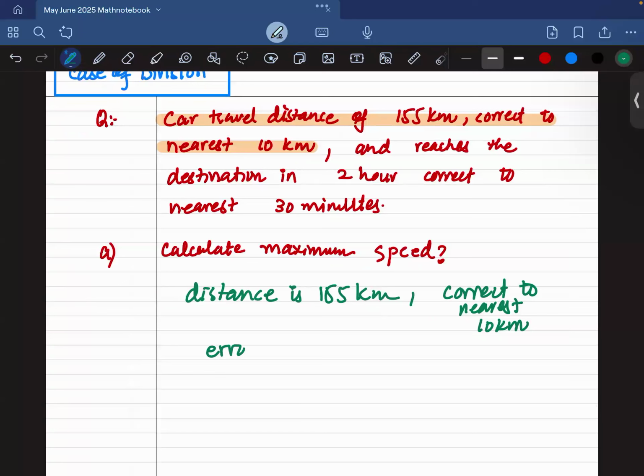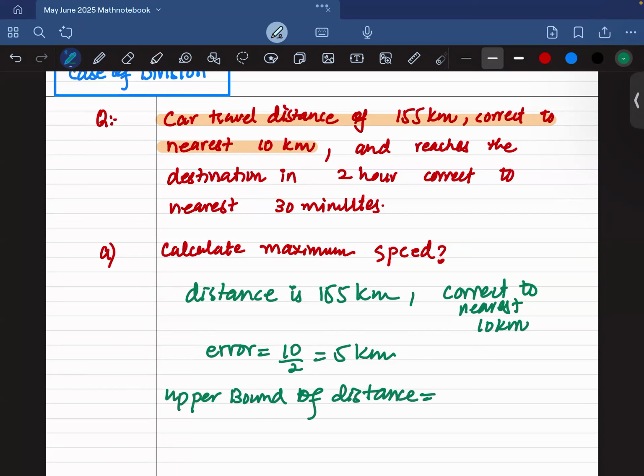So Yamna, the error is 10 divided by 2, which is 5 kilometers. So what is the upper bound of distance? The distance is 155, so add the error: 160. The lower bound of distance is 155 minus 5, which is 150.